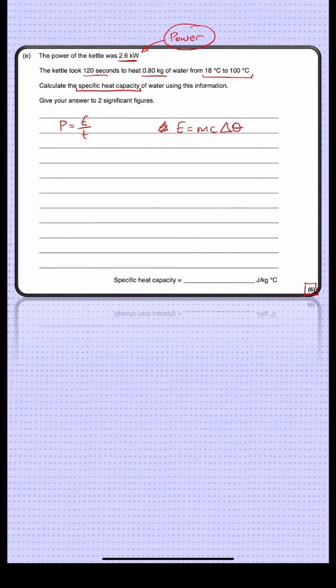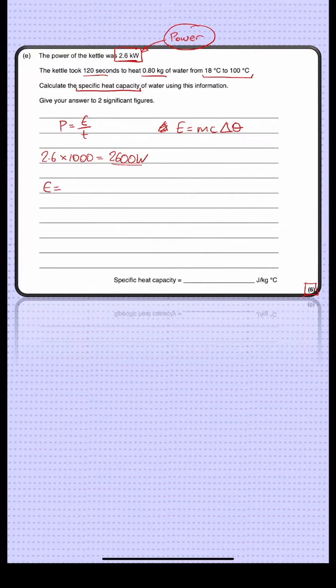The power equation, something's up with it because it's in kilowatts. So we need to first convert that into watts. 2.6 kilowatts into watts, we need to times that by 1,000. That's going to give us 2,600 watts. We can now use that in our equation to work out what energy is.